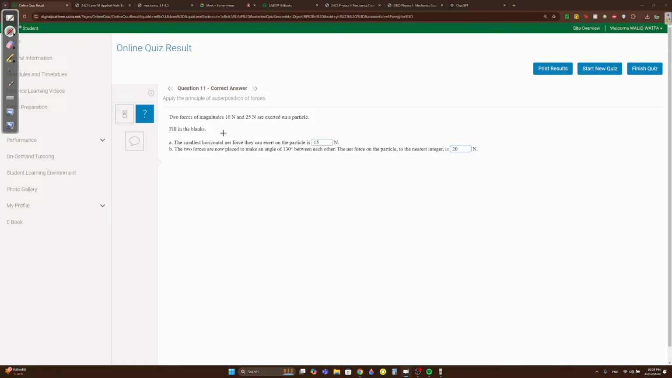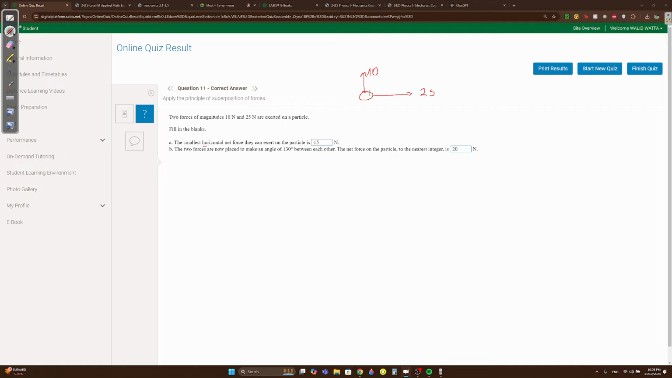People will misunderstand the question here, but if you see the smallest horizontal net force, they're basically any. What is the smallest? What's the minimum value? Let's say you have a particle, and they're saying 10 and 25. They didn't specify any direction, so let's say you had 25 here. Let's say you had 10 here.